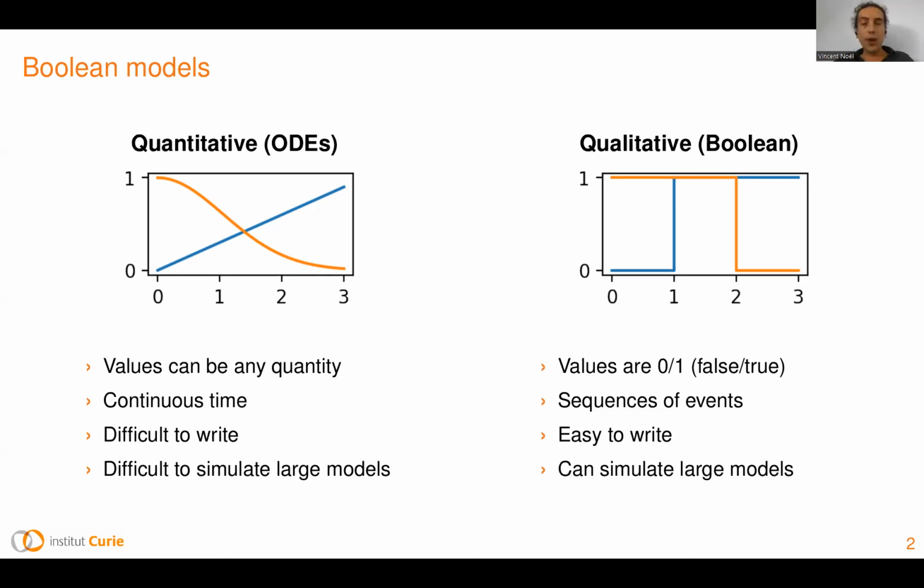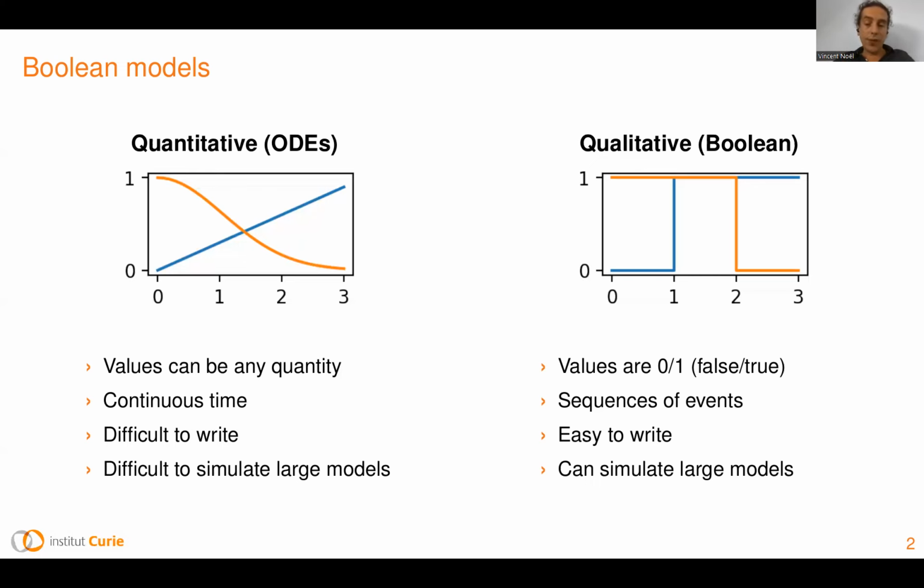Also, in pure Boolean, you don't have a real notion of time. You just have a notion of sequence of events. So you know that this happened and then that happened, but you don't know how much time passed between these two events. You just know the sequence.